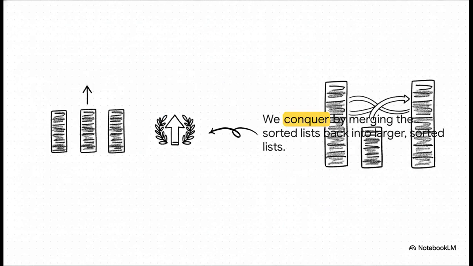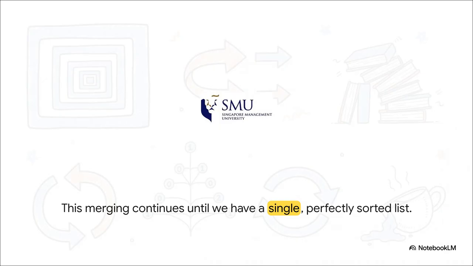Okay, so now that we've hit rock bottom, we start to build the solution back up. We conquer. We take these tiny sorted lists and we start merging them back into larger sorted lists. And this part is actually really simple. You just look at the first item in each small list and you pick the smaller of the two. You add that to your new, bigger list and you just repeat that until you run out of numbers. And we just repeat that merging process all the way back up the chain. We merge and merge until what we're left with is our final result, a single perfectly sorted list. This whole divide and conquer strategy is incredibly efficient, and it's just a beautiful example of recursion's true power.